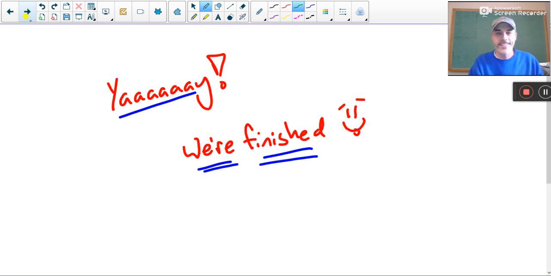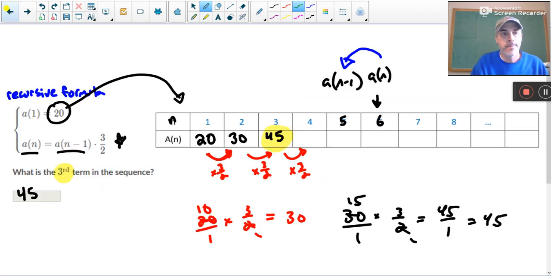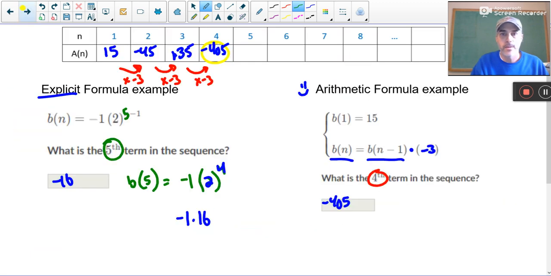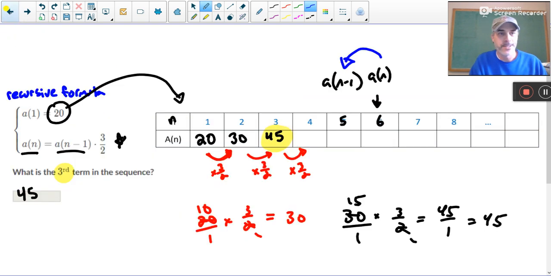Okay, two more. Oh no, we're done. We did them all. Yay, we're finished. Okay, so there's some explicit and recursive examples. Oh, I used the word arithmetic, didn't I? I meant to say recursive. These are not arithmetic. These are recursive. Sorry, I used the wrong word. There, I fixed it. I hope that didn't bother anybody.